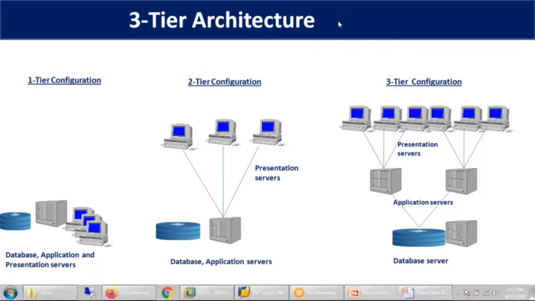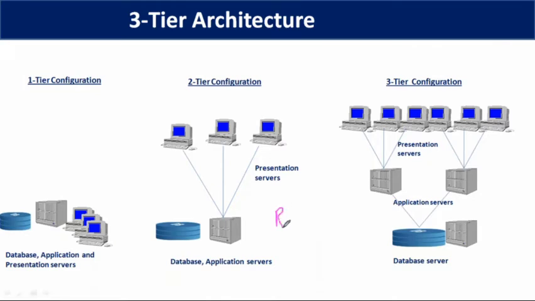This is also known as R/2 real-time two tier architecture. It's also known as client server architecture. This database server and application server are in one system, and a number of clients can be connected to the application server. One server is available for number of clients. That is the advantage of this two-tier architecture.